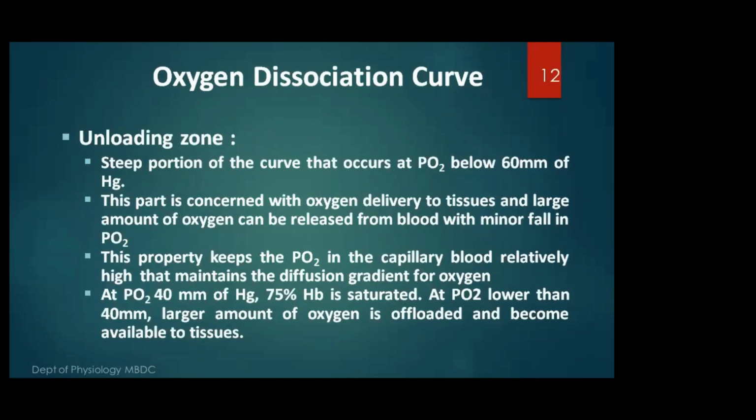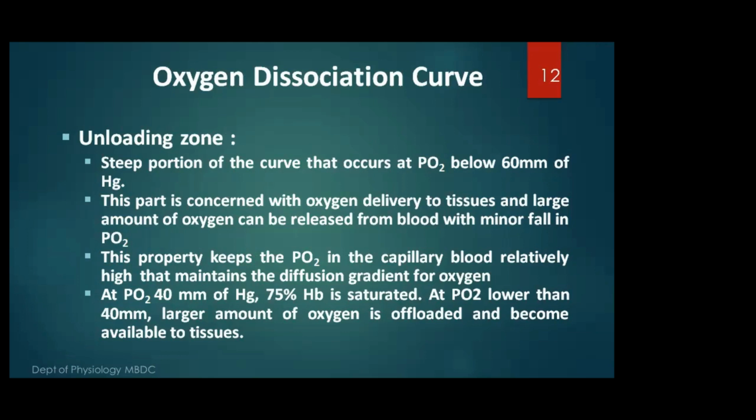Next zone is unloading zone. That is the lower part, the steep portion of the curve that occurs at the partial pressure of oxygen below 60 millimeter of mercury. This part is concerned with oxygen delivery to the tissue, and a large amount of oxygen can be released from blood with a minor fall in the PO2.